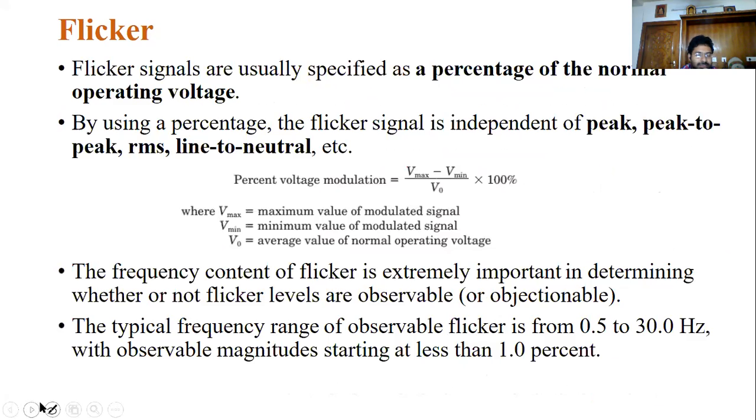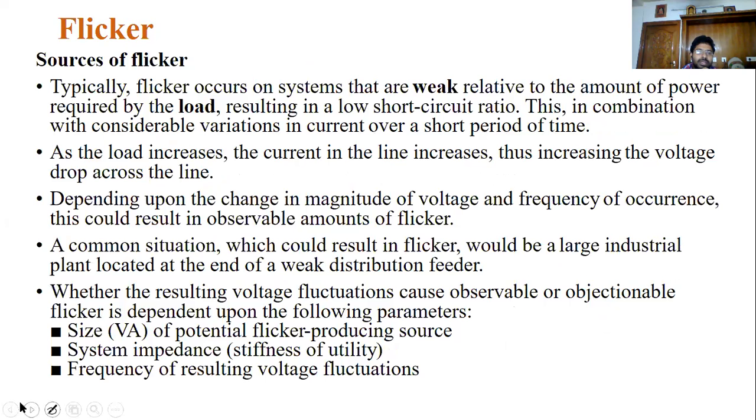Okay, so you can calculate flicker using this formula: percentage voltage modulation is equal to V maximum minus V minimum divided by V0, where V0 is the operating voltage. Now we can also look at the sources. Why does flicker occur in the system? What are the sources?